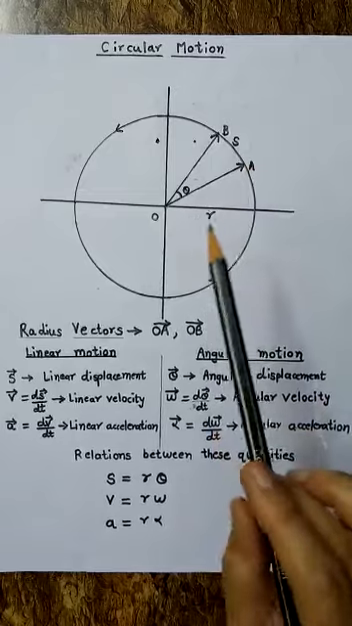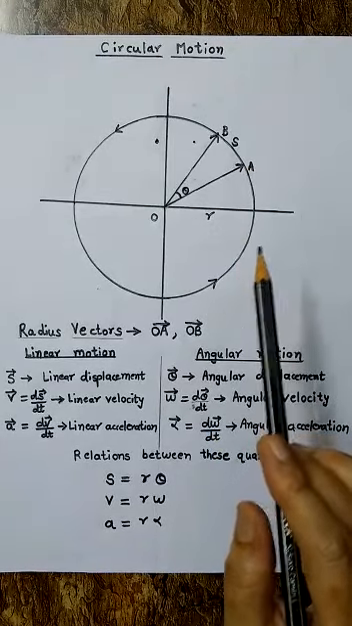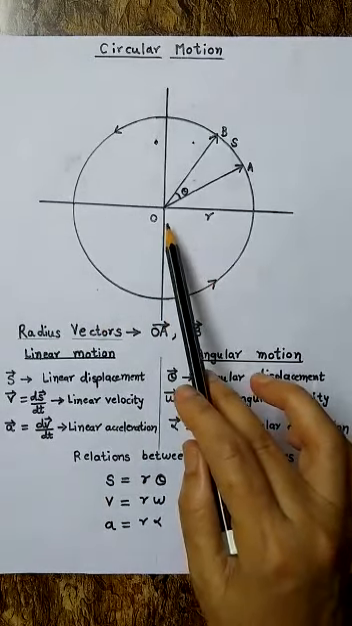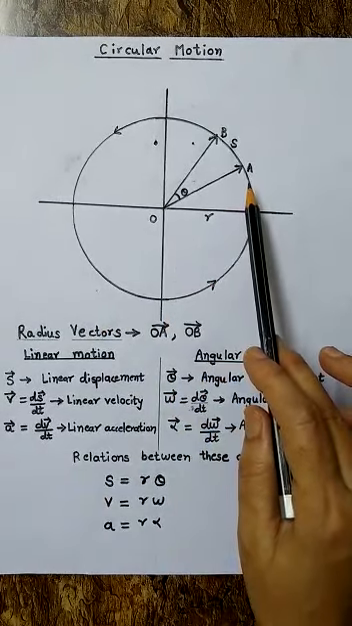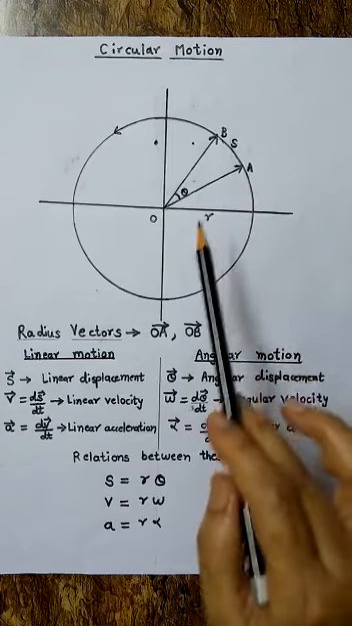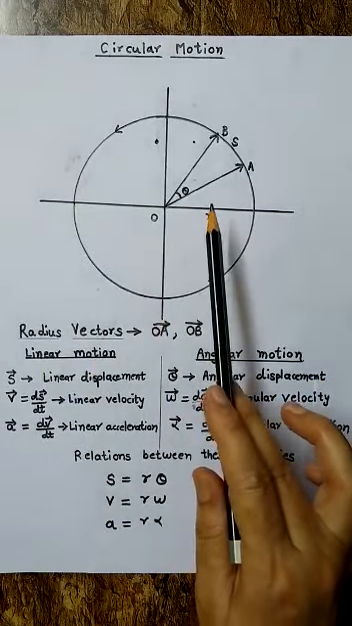Now let us be familiar with the concept of radius vector. Radius vector is a vector drawn from the center of the circular path to the position of the particle on the circumference of the circle at some time instant. Therefore, for this case, the radius vectors are vector OA and vector OB.